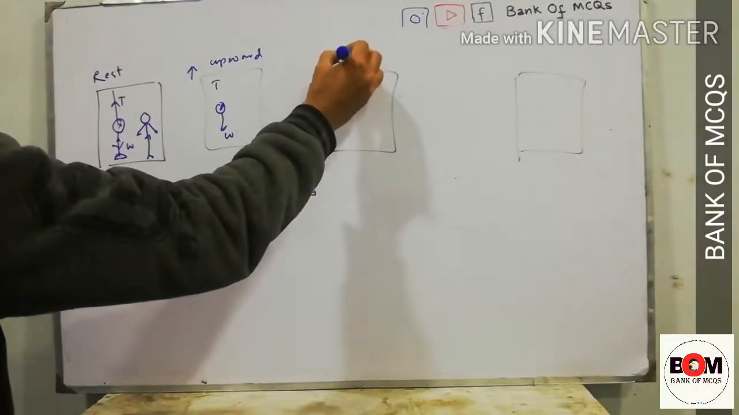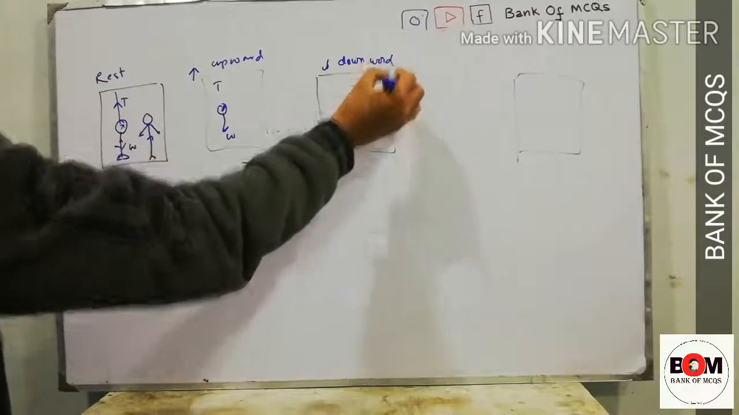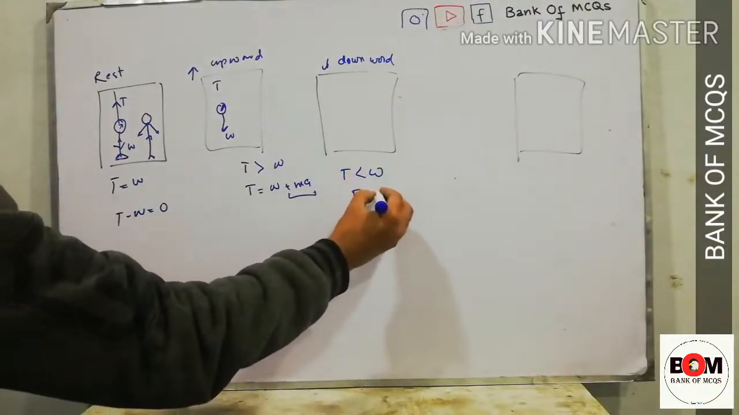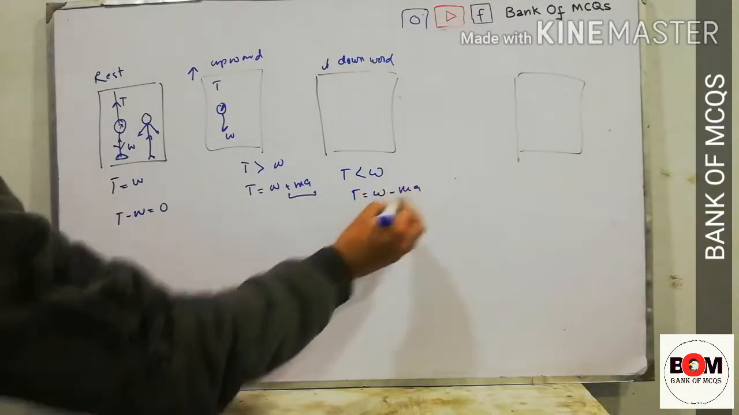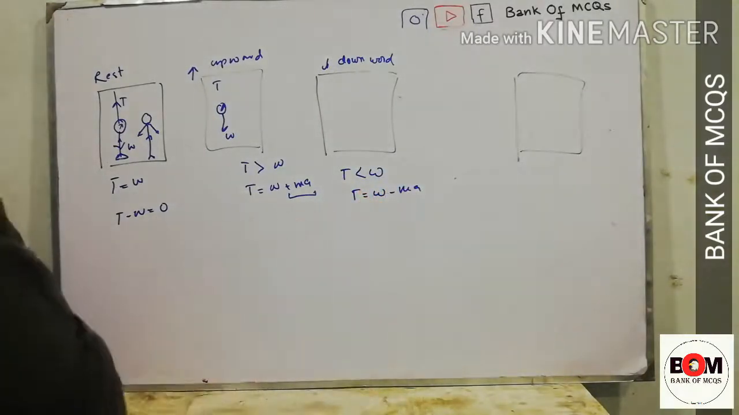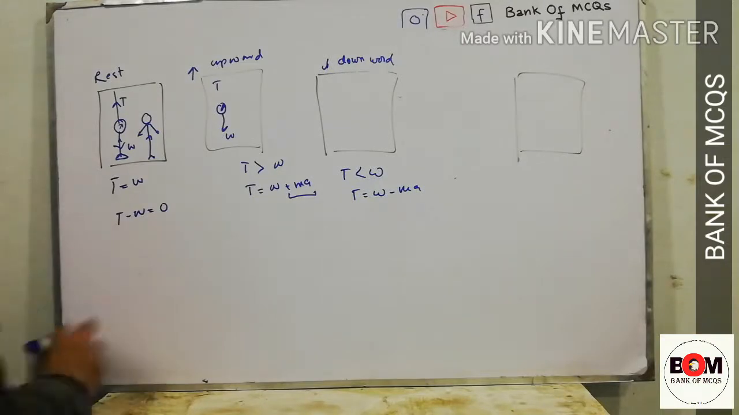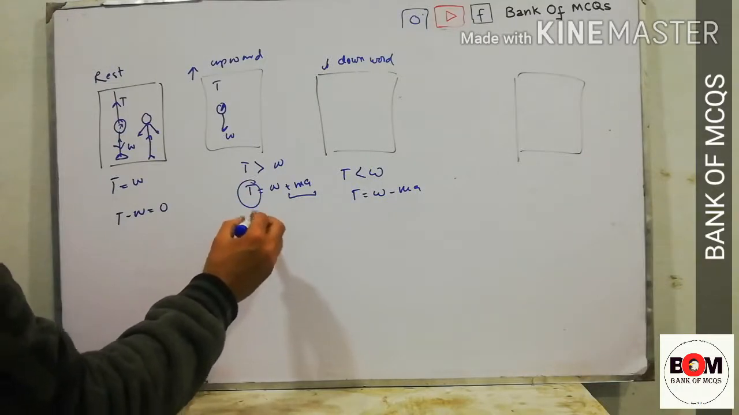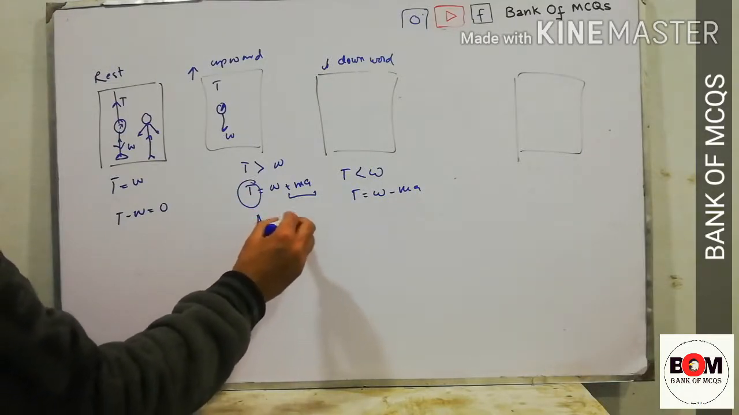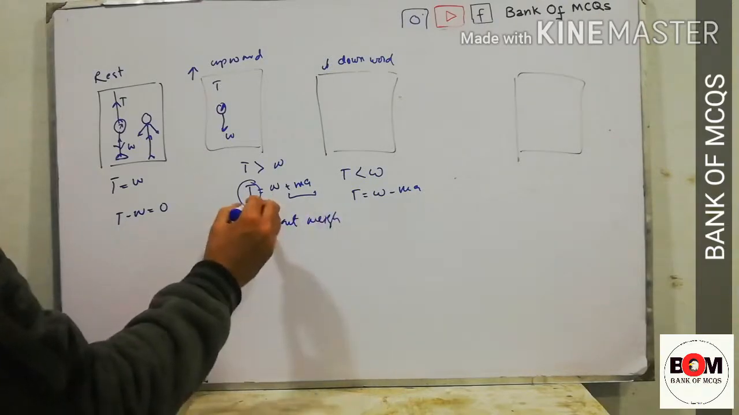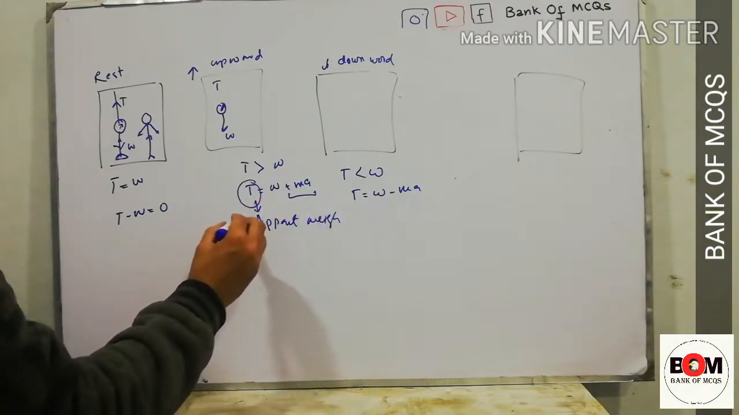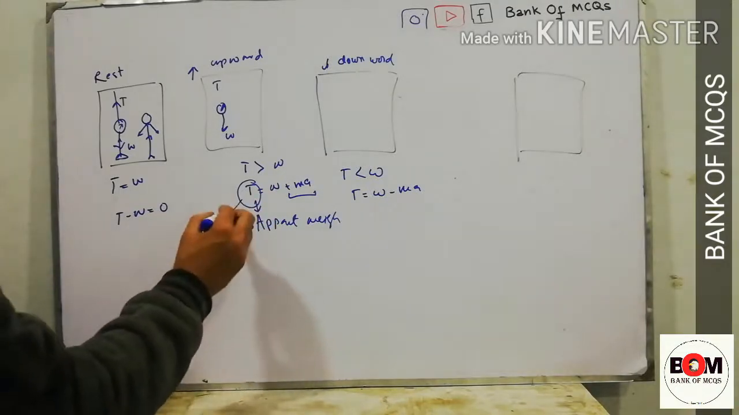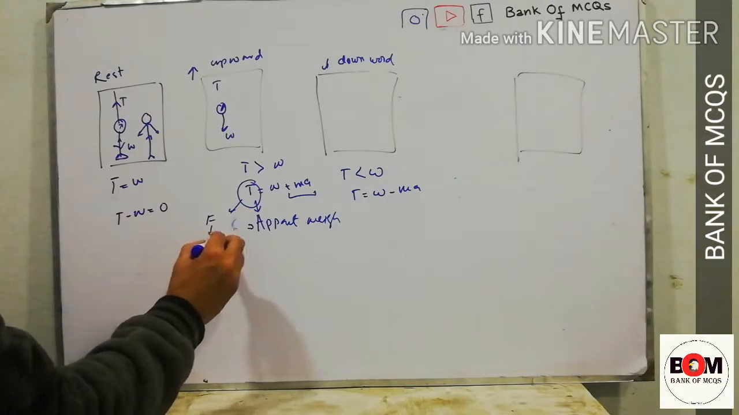If the lift is moving downward, T will be less than W. So T is equal to W minus ma, as W is greater. Subtracting ma from it, it will then be equal to T. T is the tension, shown at the upper end. If weight is equal to mg, and force is equal to ma, then tension is a force, and weight is also a force.